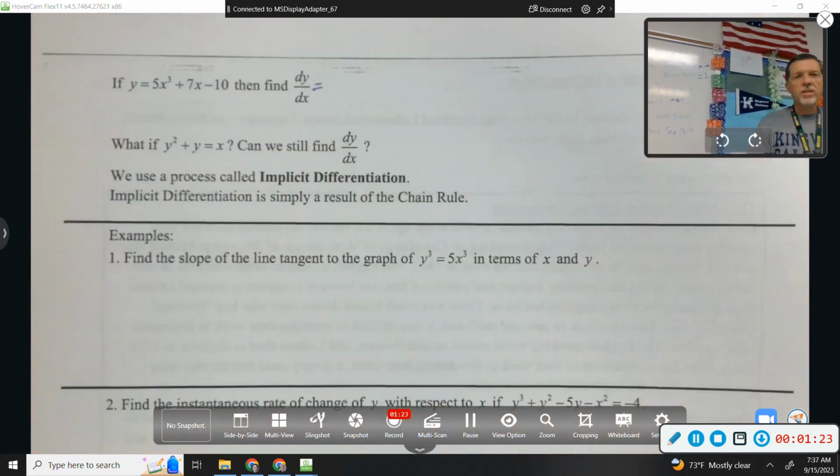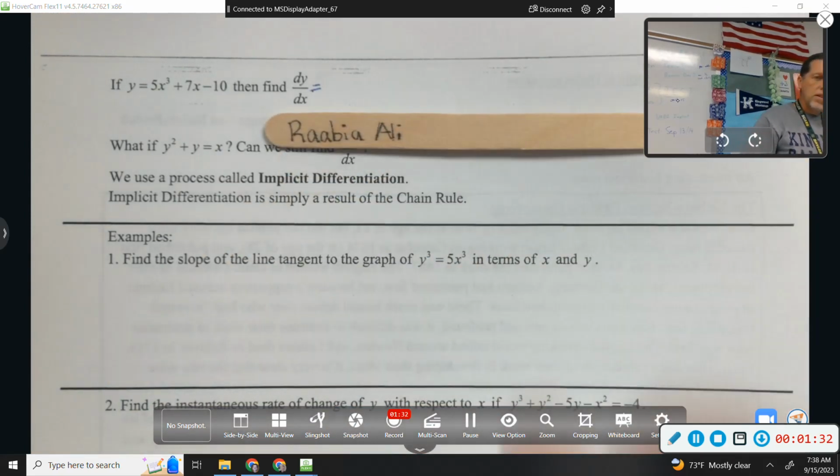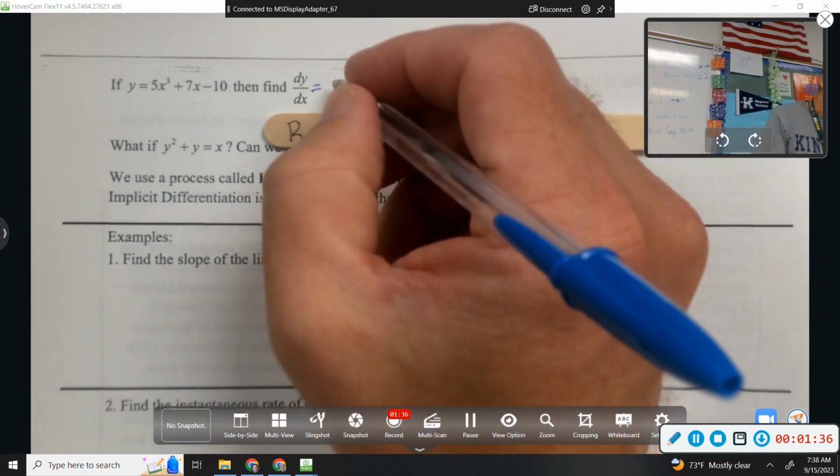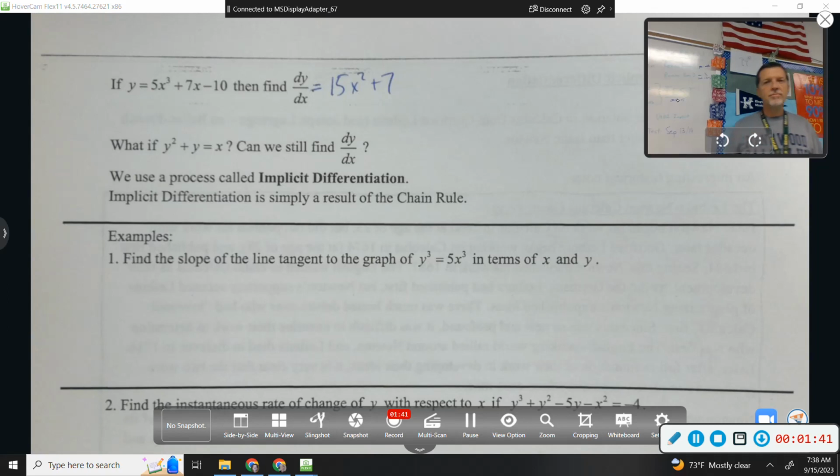Alright, so number one's kind of a warm-up, so I feel like I should just pull a popsicle stick and ask somebody to find me that derivative. So, Rabia, 15x squared plus 7. Yes, no big deal.